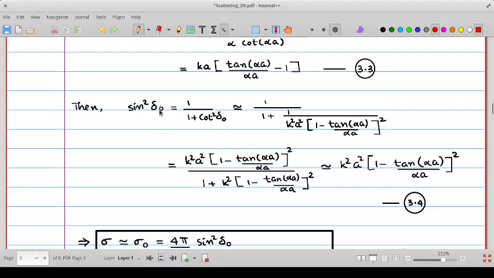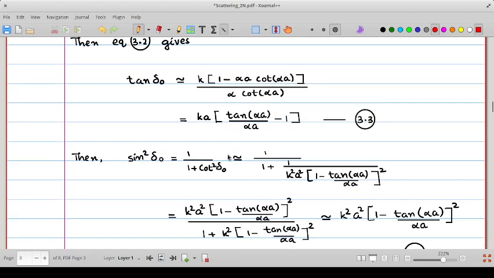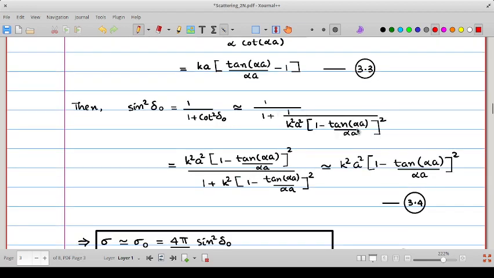Now sine square delta 0 can be written as 1 by cosec square delta 0. So cosec square can be written as 1 plus cot square delta 0. Now cot square delta 0 is 1 by tan square delta 0, and we can use equation 3.3 to substitute for tan delta 0. So substituting that and simplifying, we will get this equation, and the final solution is sine square delta 0 is k square a square times (1 minus tan alpha a by alpha a) the whole square.